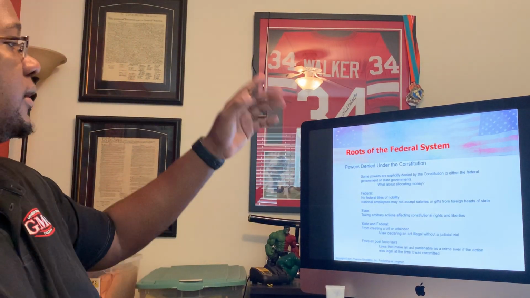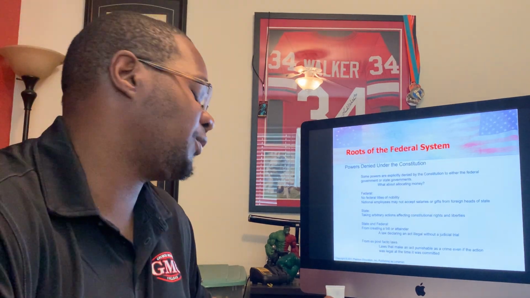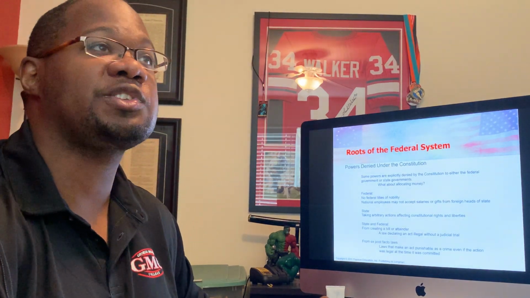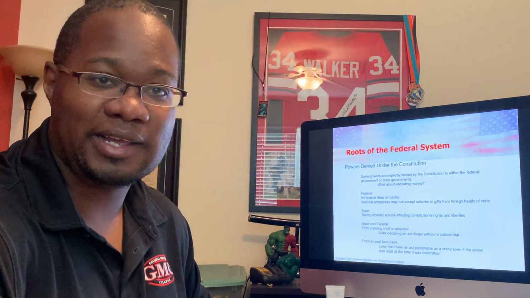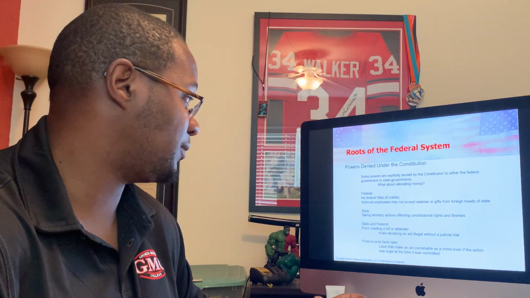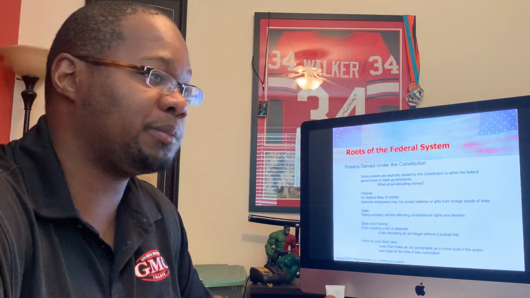So let's take a look. Some powers are explicitly denied by our Constitution. So we've just laid out all the powers that national and state governments both have, but there are powers that are also denied. There are certain things that national governments and states can't do. So the federal government is forbidden from creating federal titles of nobility.